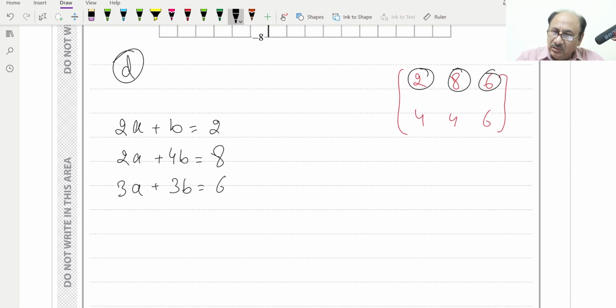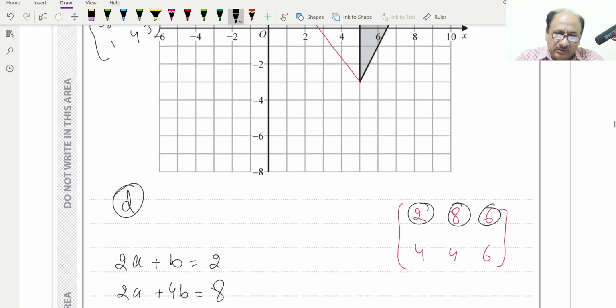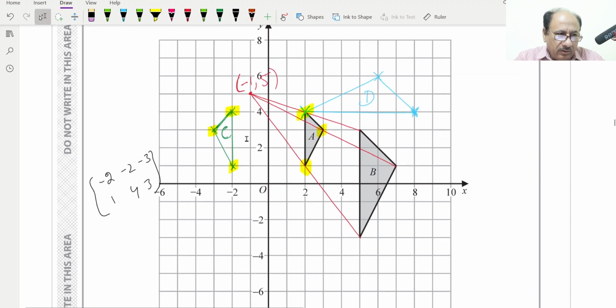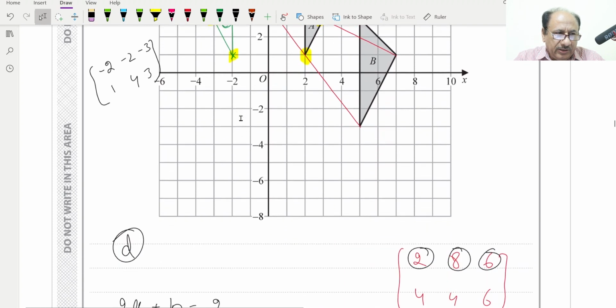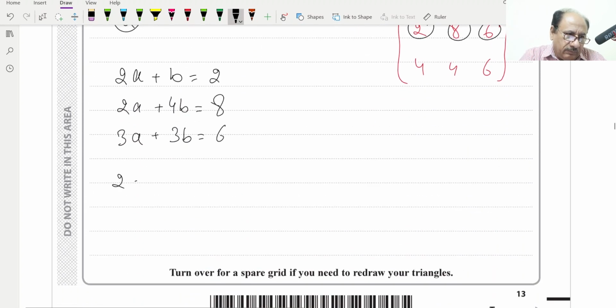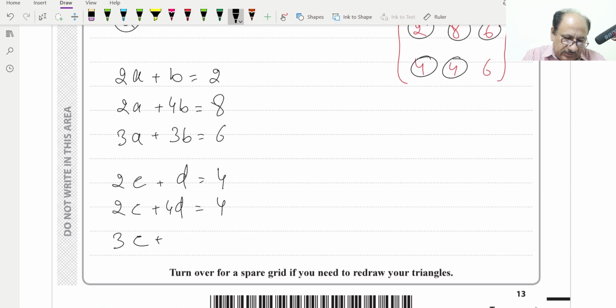Now from here we can write the three other equations for the other points, which is (2, 1) for D and (2, 4) for C. Similarly, we will write 2c plus 1d is equal to this lower one, we can write 4, and similarly 2c plus 4d is equal to this 4, and 3c plus 3d is equal to 6, which is this one.